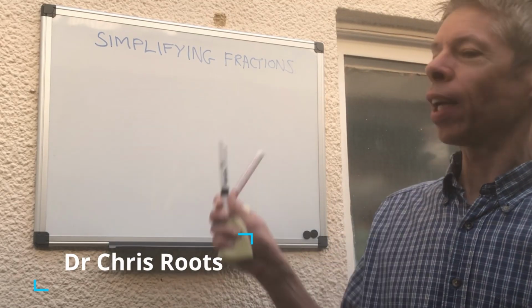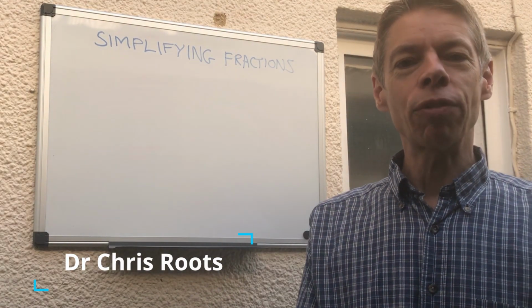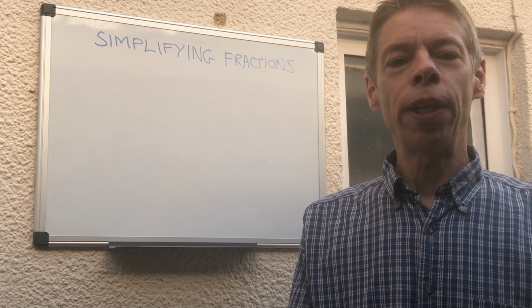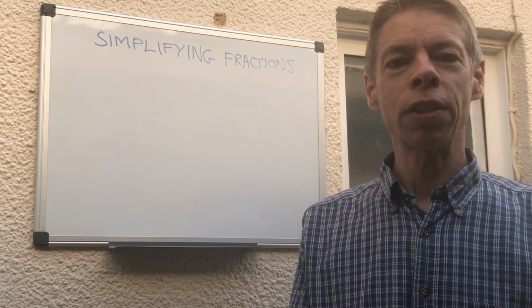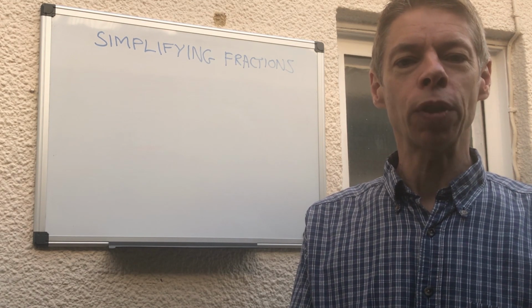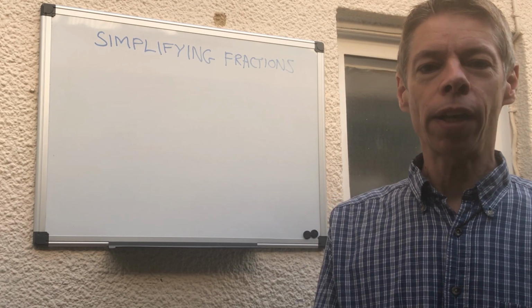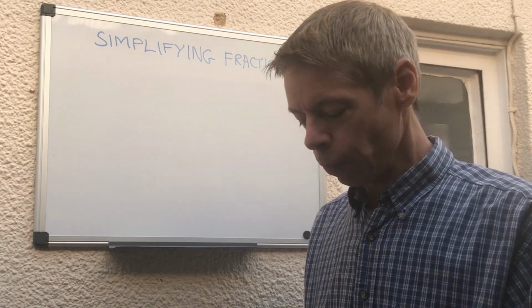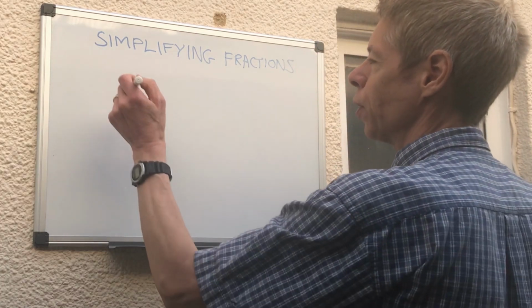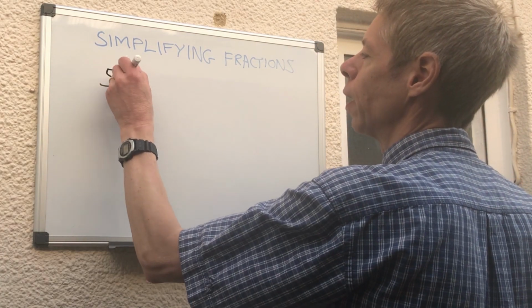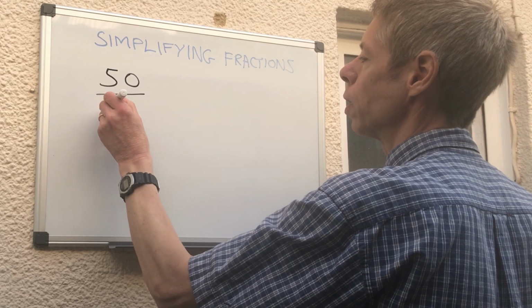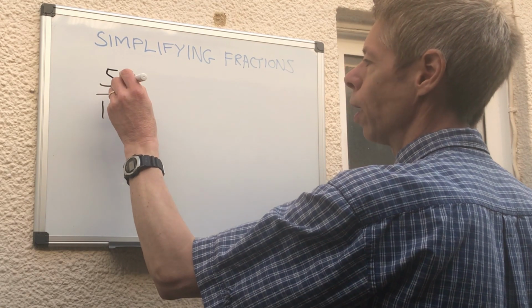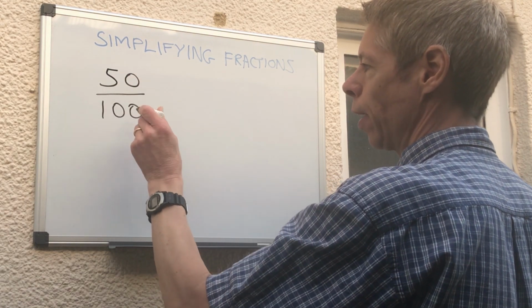This video is about simplifying fractions. Now this relates really well to our video on equivalent fractions, so if you haven't watched that one, it might be worth watching that one before this. Okay, so simplifying fractions, what do we mean by that? Well, you could have a fraction 50 over 100. Remember, a fraction is one number divided by another number.